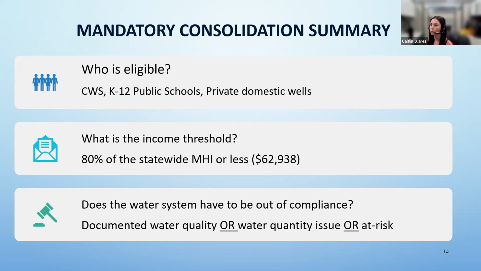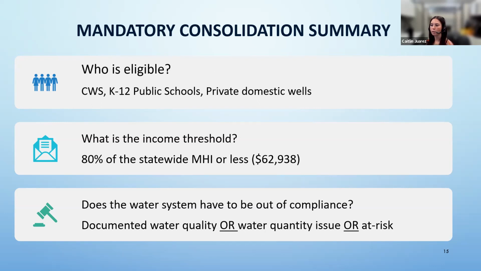And so who is eligible for mandatory consolidation? That is community water systems, K through 12 public schools, and private domestic wells. What is the income threshold for mandatory consolidation? They have to be less than 80% of the statewide median household income. And that's the term we use for disadvantaged, right? And right now, that number is just about $63,000 for that household.